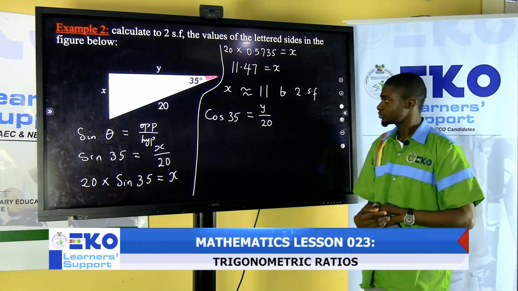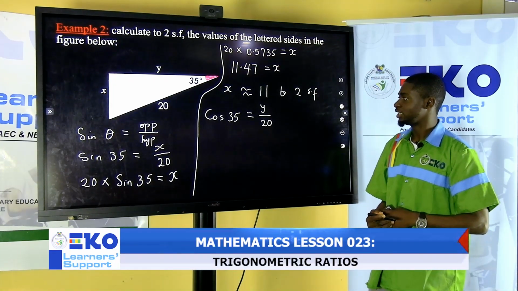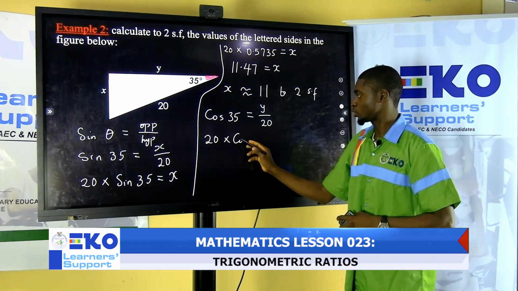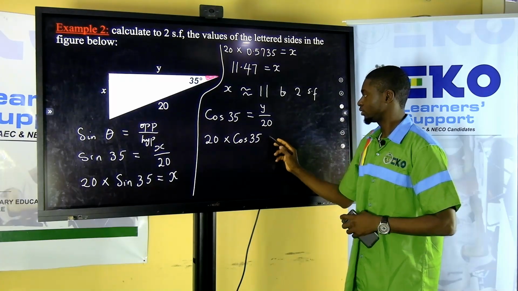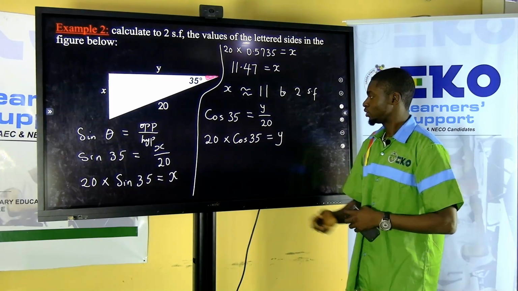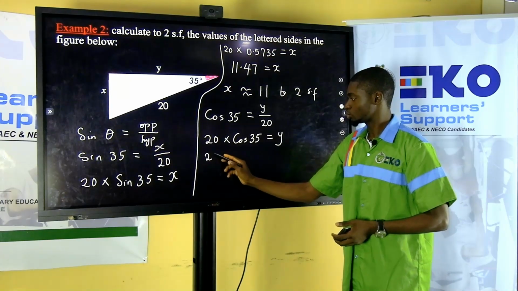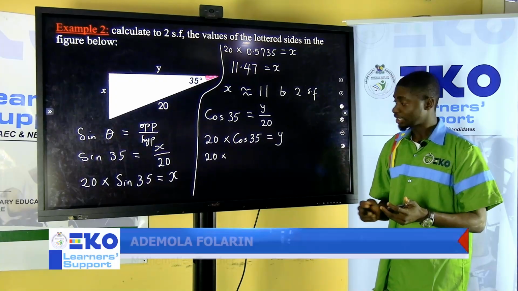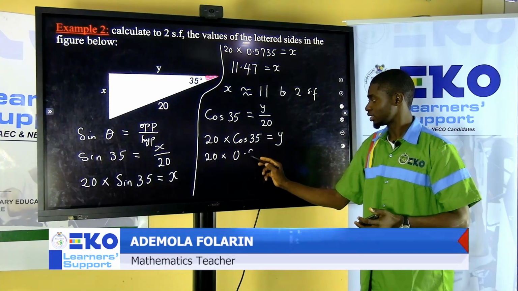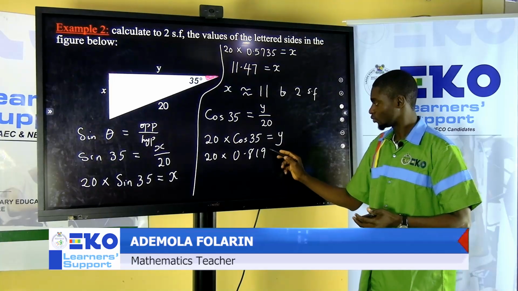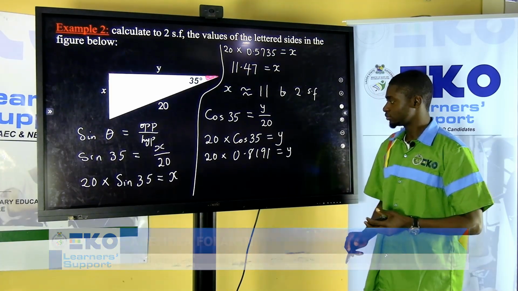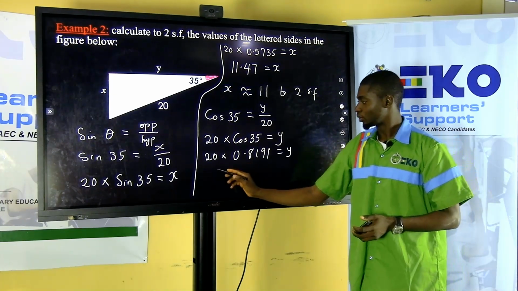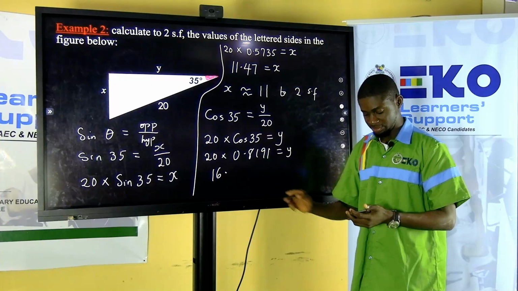So here now, we multiply both sides by 20 again. That becomes 20 multiplied by cos 35 equals y. So using our calculator, cos 35 gives us 0.8191. So we then multiply this with 20. That becomes 16.38.